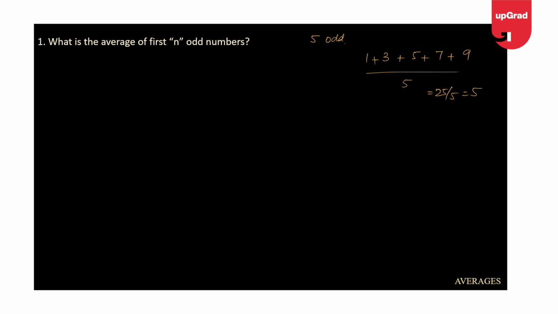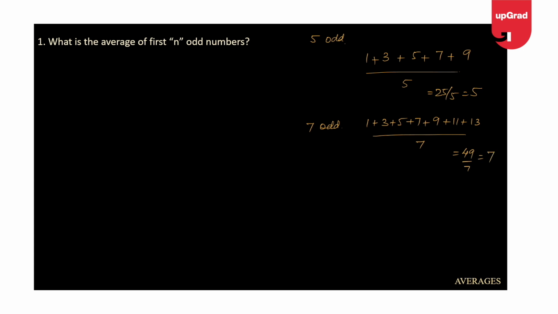Let's take one more example. This time I'm going to take, let's say, 7 odd numbers. 1 plus 3 plus 5 plus 7 plus 9 plus 11 and 13. And then definitely I have to divide it by 7. So if you add the numerator values, you will end up getting 49 divided by 7, and your answer to this question would be 7.